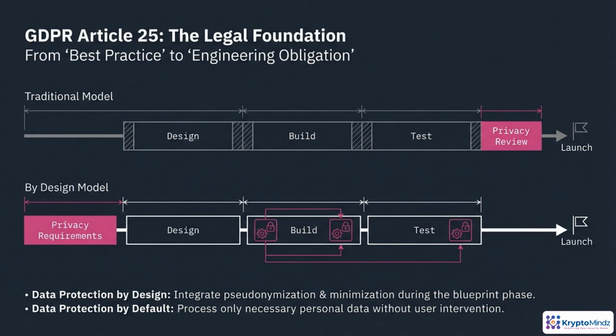GDPR Article 25 turns privacy from a late-stage checkbox into a hard engineering requirement. In the old model, teams designed, built, and tested first, then asked at the end, is this privacy compliant? That's where painful rework, delays, or risky go-lives came from. The by design model flips this. Privacy requirements shape design, drive how we build, and are verified in testing. Data minimization, pseudonymization, and safe defaults become core architecture decisions, not optional add-ons.